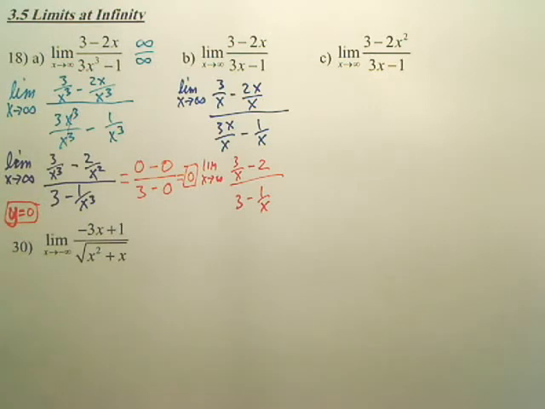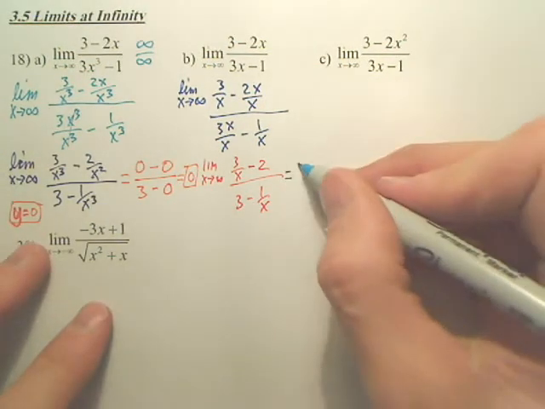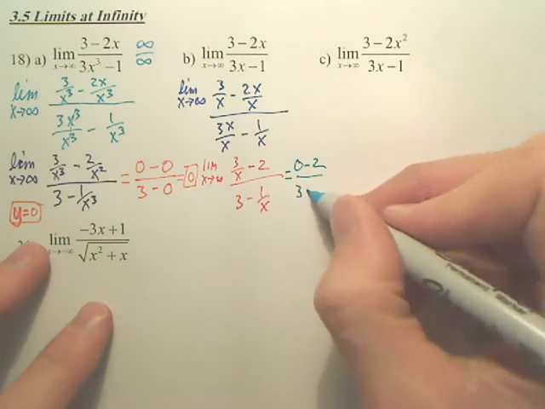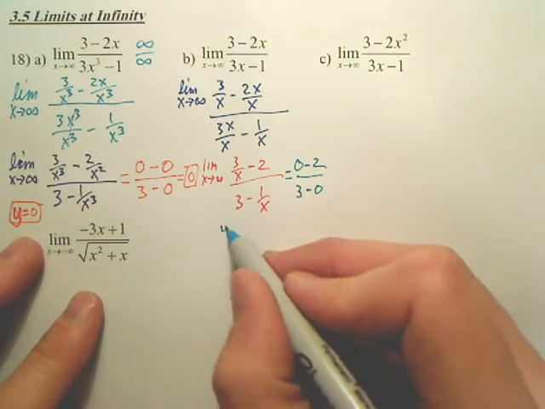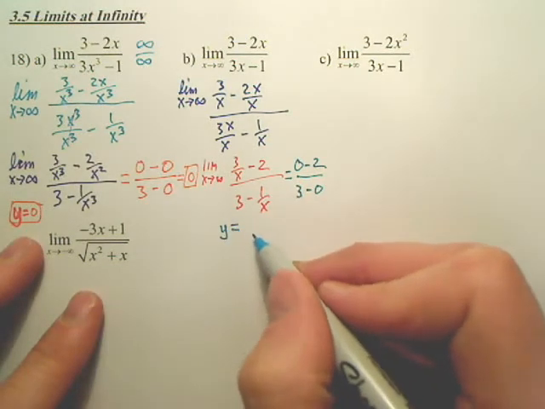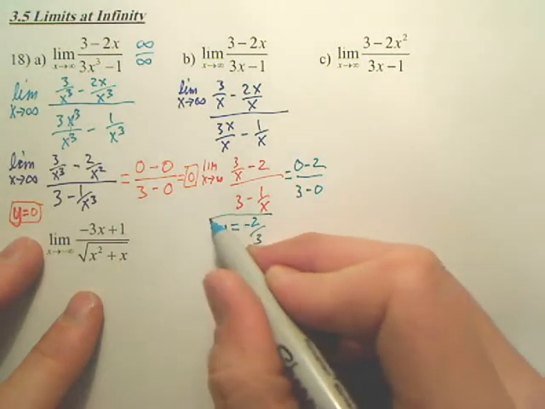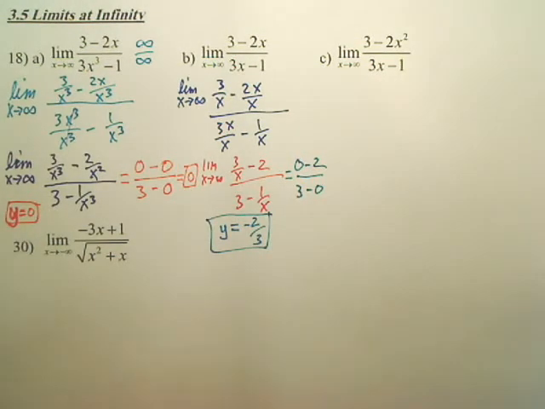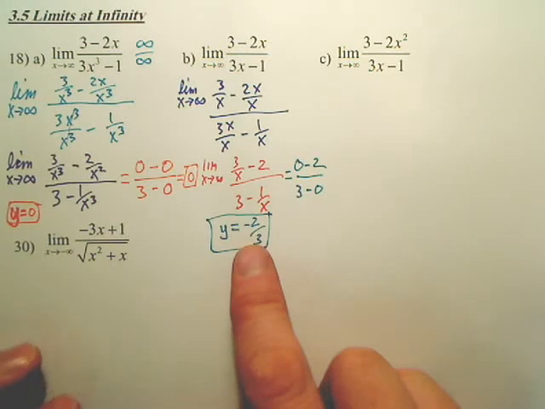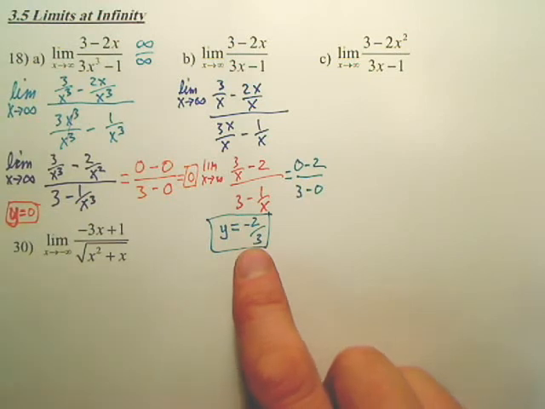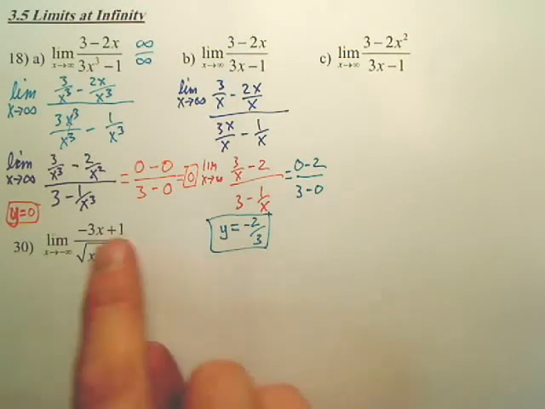And what does it look like we get when we plug in infinity? Then we get 0 minus 2 over 3 minus 0. So don't we have a horizontal tangent line at y equals negative 2/3? The answer is negative 2/3, but if we thought in horizontal tangent lines, now I think the question is just asking what's the limit, so the answer is negative 2/3. But I'm trying to switch your thoughts into horizontal tangent lines. So again, that's your answer.